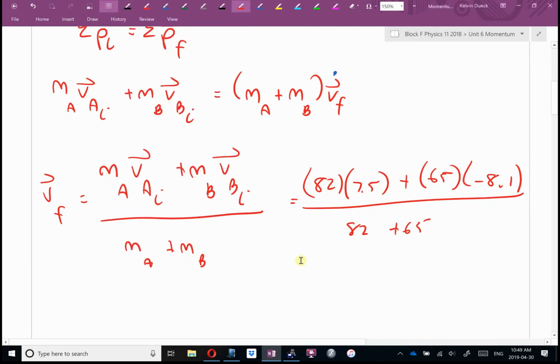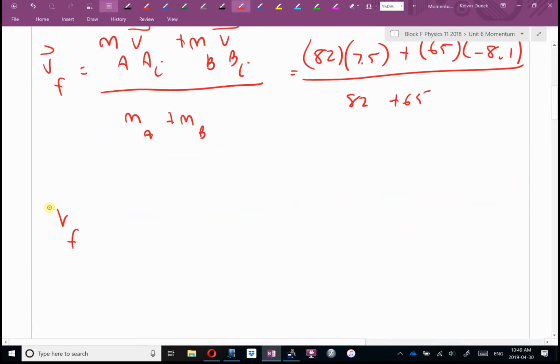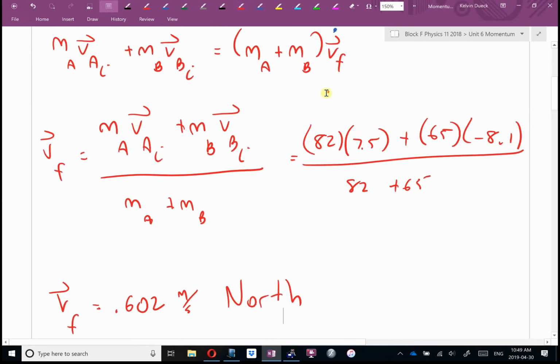So I'm going to end up with V final equaling 0.6, what was it, Mr. Dueck? 0.60 if I go to 2 sig figs, 0.602 if I go to 3 sig figs, go to 2 or 3 whenever possible, meters per second north. Okay. For 3 marks, how would I give out part marks?